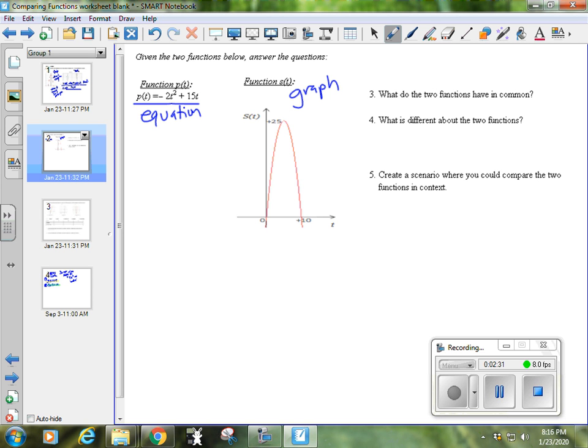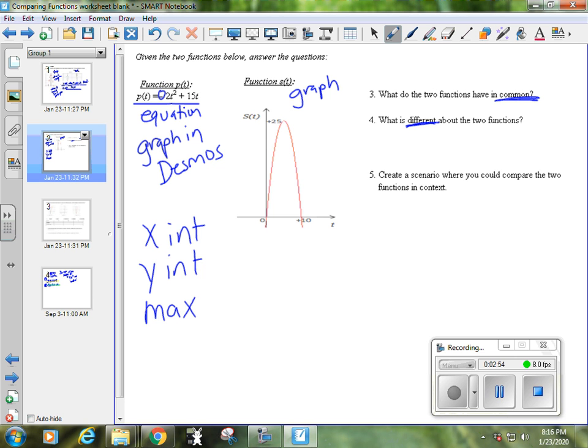So some things we can see comparing what they have in common and then what's different. So you need to graph this. It's a negative here. Graph it in Desmos and then compare. You're going to compare the x-intercepts, the y-intercept, the maximum. What kind of function are they? If that's the same, then say that. If it's different, say that.